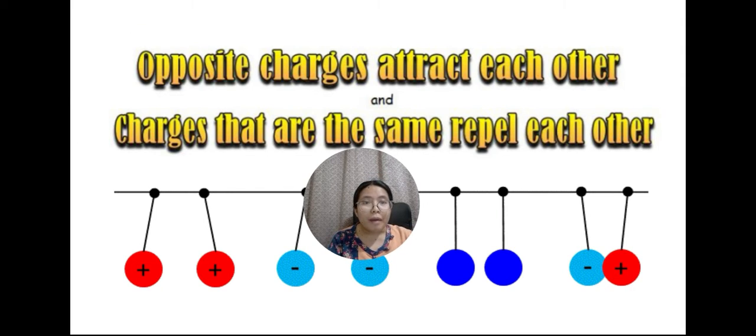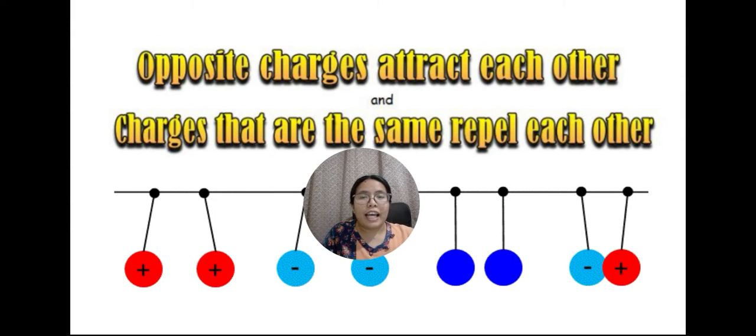So, alam nyo po ba na doon sa ating atoms, okay, kung nakikita nyo kanina, may mga magkakalapit, may mga magkakalayo, may mga paikot-ikot because opposite charges attract each other and charges that are the same repel each other. I want you to copy this statement first before we continue.